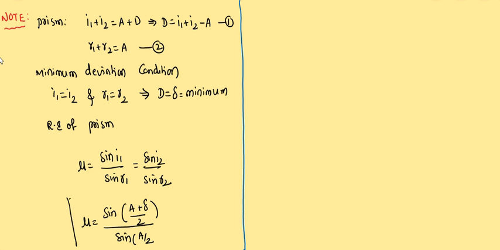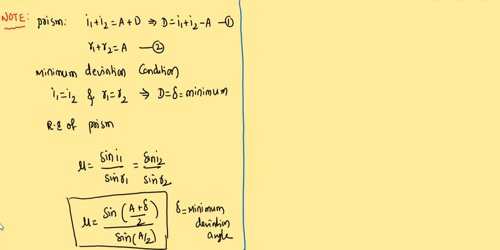What is delta here? Delta is the minimum deviation angle. A is the angle of prism. Okay. Right. What is delta in this? Delta is the minimum deviation angle. These formulas you must remember. Okay. This formula and this formula and this formula you must remember. This is the note point that you should remember.